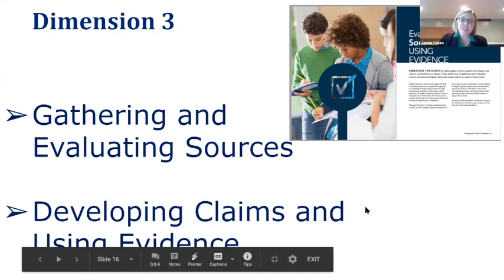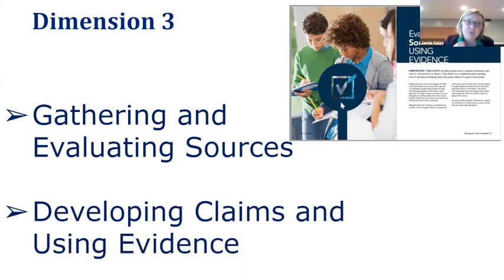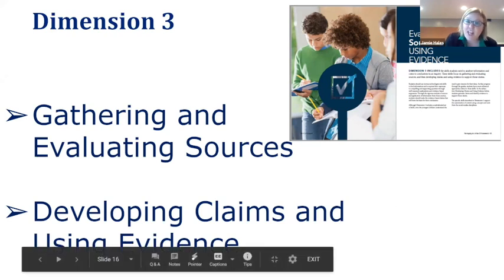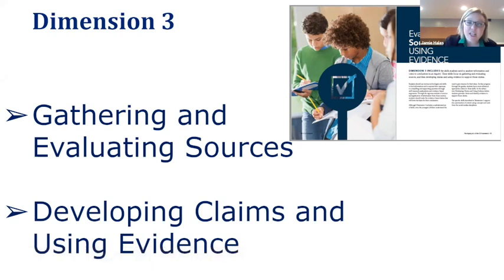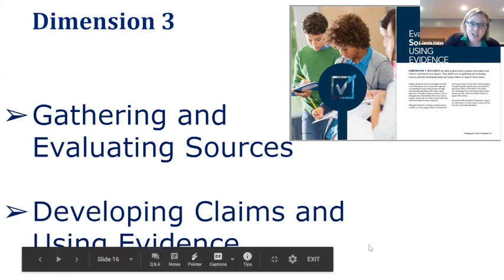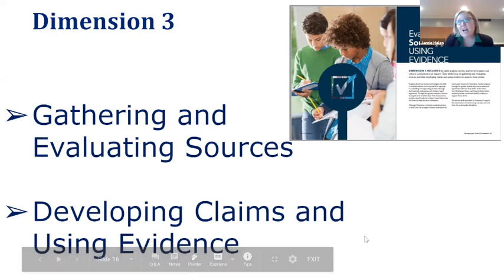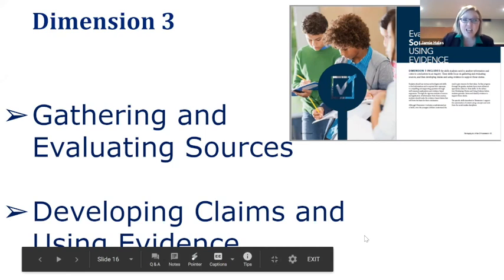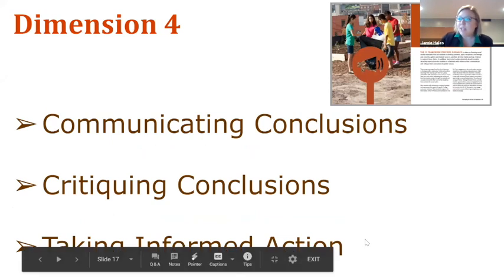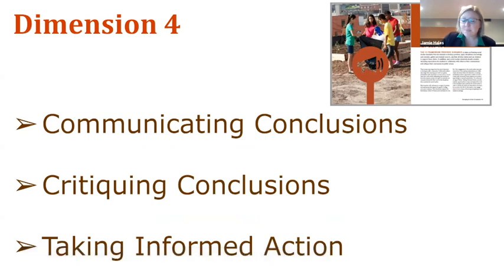Sure. So when we talk about dimension 3, it's the gathering and evaluating sources and developing claims and using evidence. When we talk about our 6-12 essentials, we talk about the idea of diverse texts, and we talk about conversations around those texts, the vocabulary around that text. So when we look at dimension 3, that's really what we're asking our students to do.